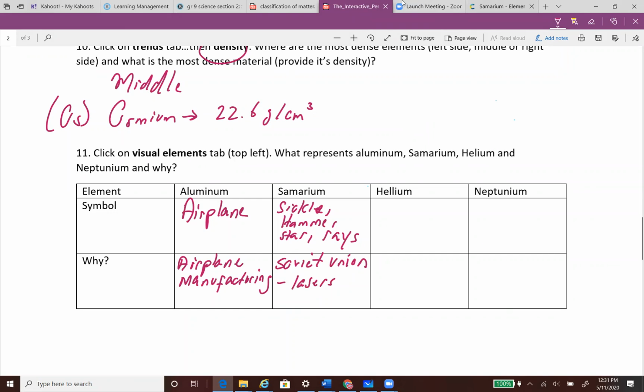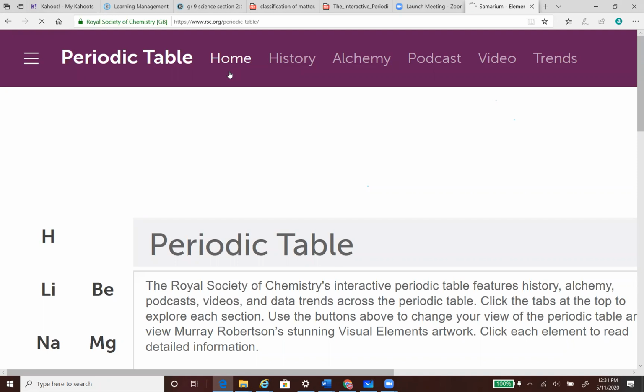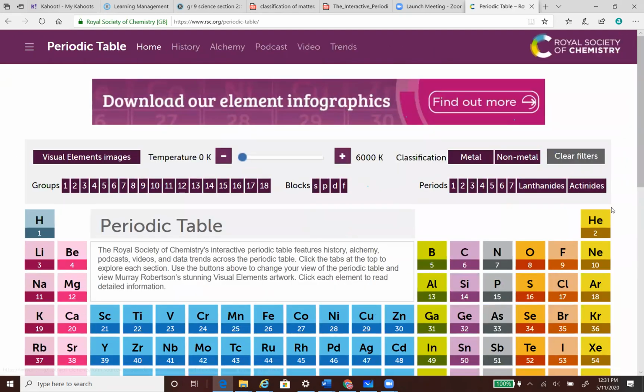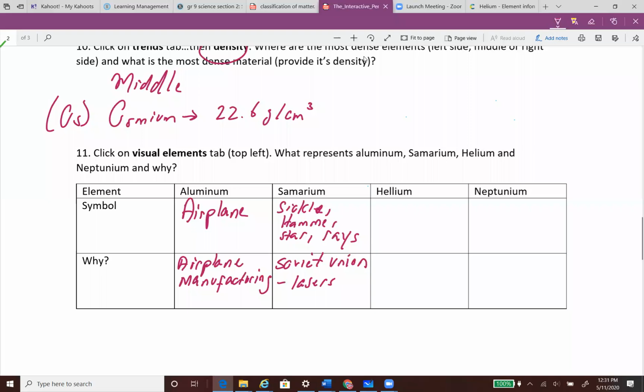If I look at helium, so if I go back to the periodic table, zoom out a little bit. Helium, you see it's the picture of the sun. It's actually named after the sun, from the Greek helios, meaning sun. So the symbol is the sun, because that's where it was detected. It was first detected in the sun. The sun is mostly hydrogen and helium.